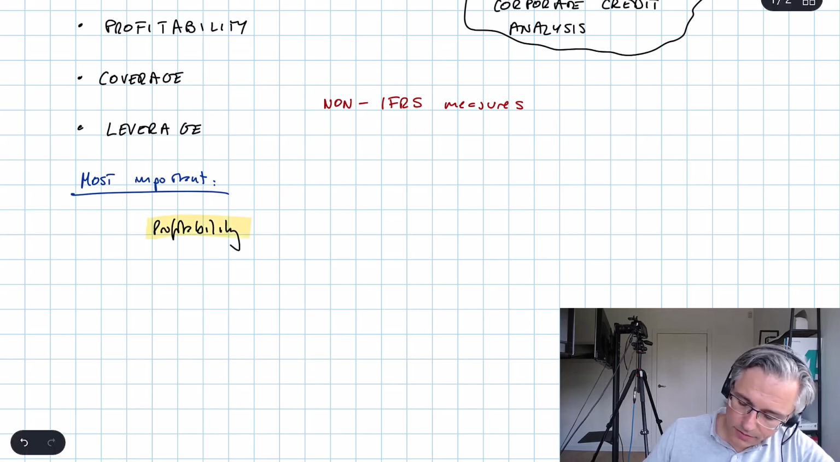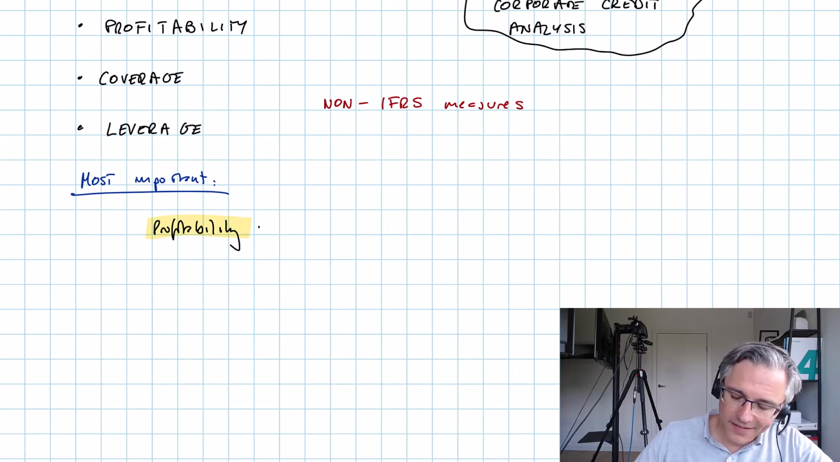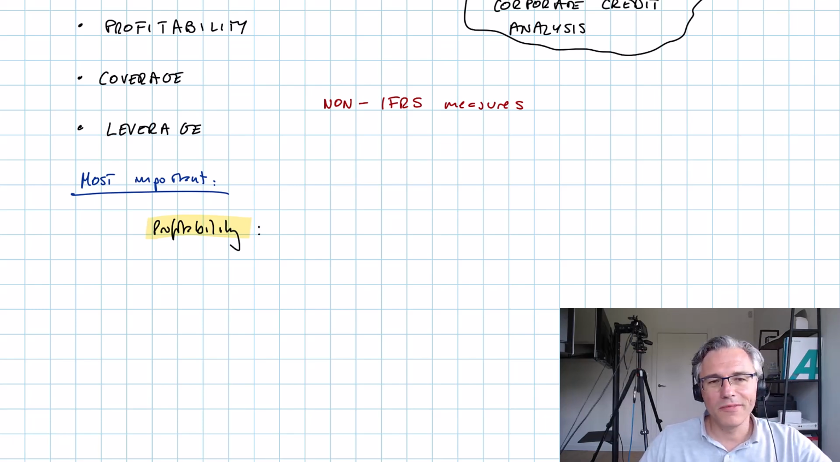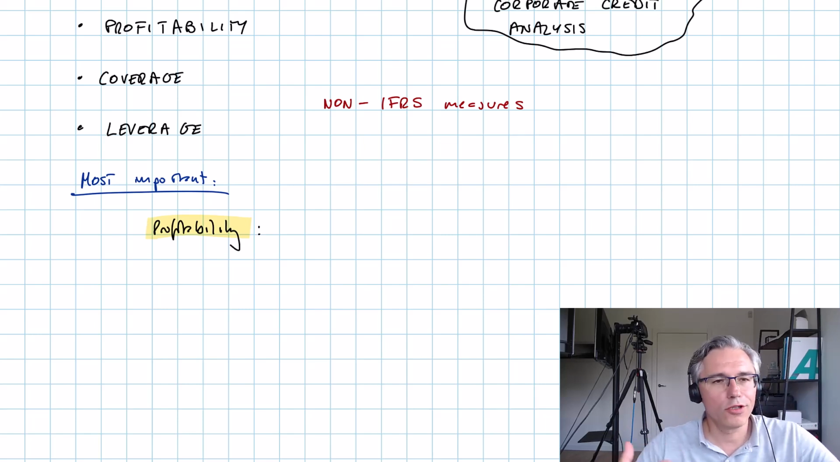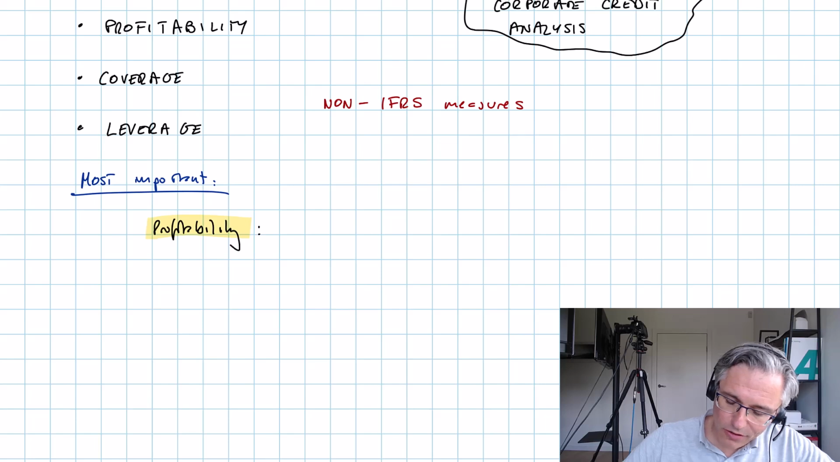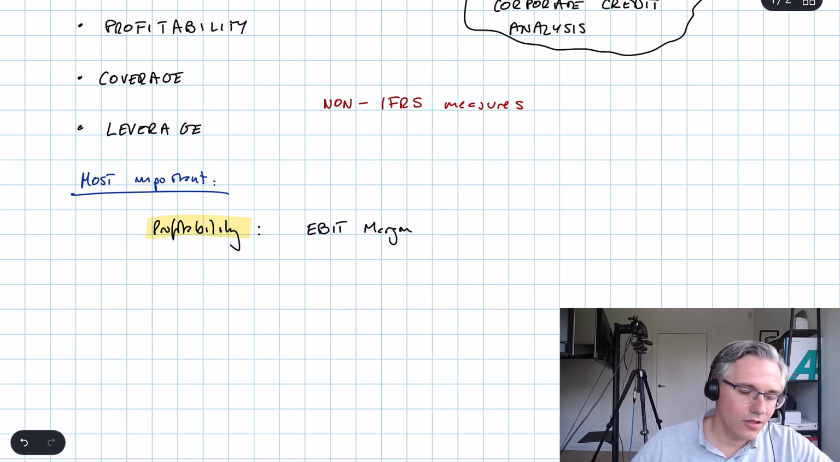Well, as you will probably expect and appreciate, a lot of the profitability measurement when it comes to credit risk analysis is going to be centered around the notion of operating profit. It is, after all, operating profit from which we derive operating cash flows, and it's those operating cash flows that provide a company a way to service its debt. So EBIT margin is the ratio that's mentioned in your curriculum.